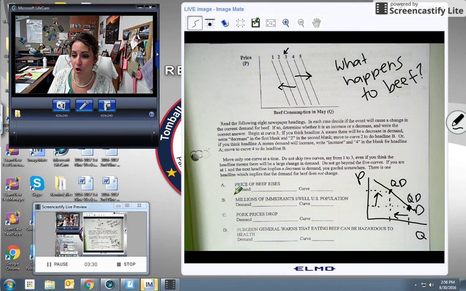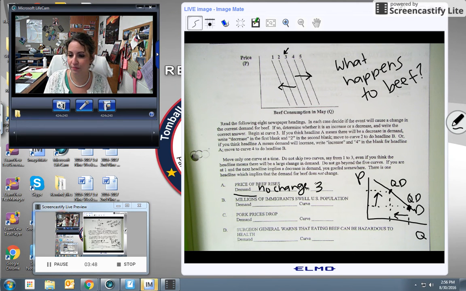So, but the question asks, what happens to demand? There's no change here. There's no change. So you're still going to be at curve 3. You haven't really changed there. So because it's not a change of income, taste, complements, it's just a change of price of that product, and that's not going to shift the curve.